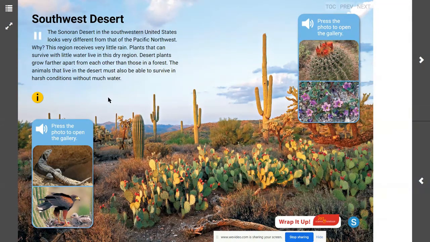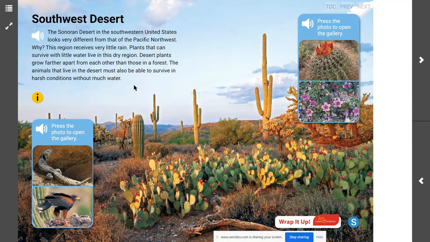Southwest Desert. The Sonoran Desert in the southwestern United States looks very different from that of the Pacific Northwest. Why? This region receives very little rain. Plants that can survive with little water live in this dry region. Desert plants grow farther apart from each other than those in a forest. The animals that live in the desert must also be able to survive in harsh conditions without much water.